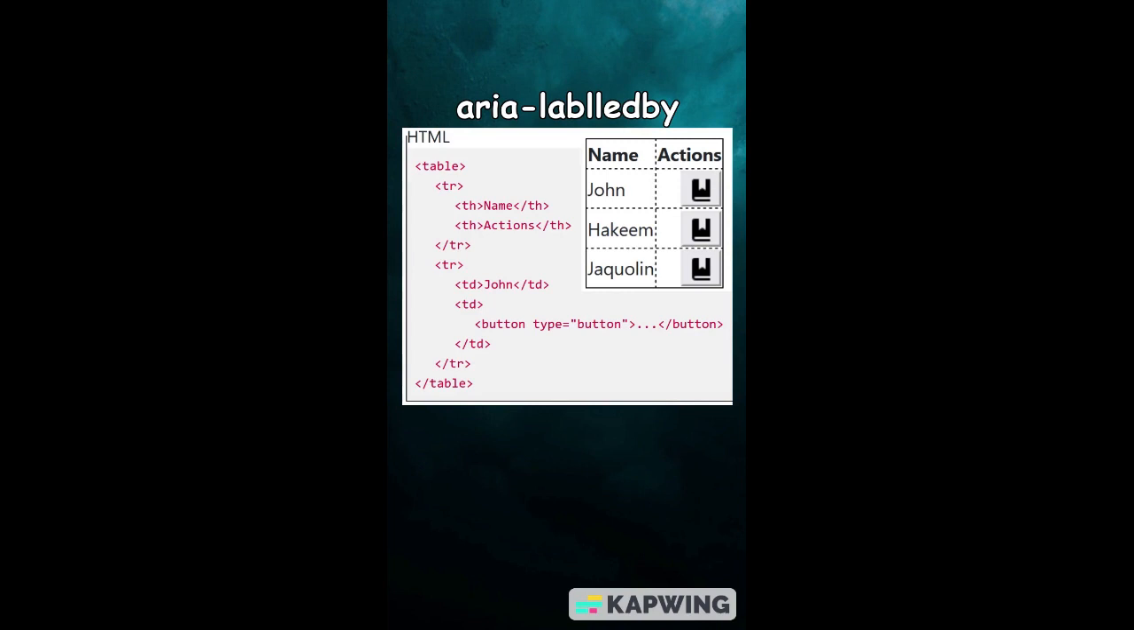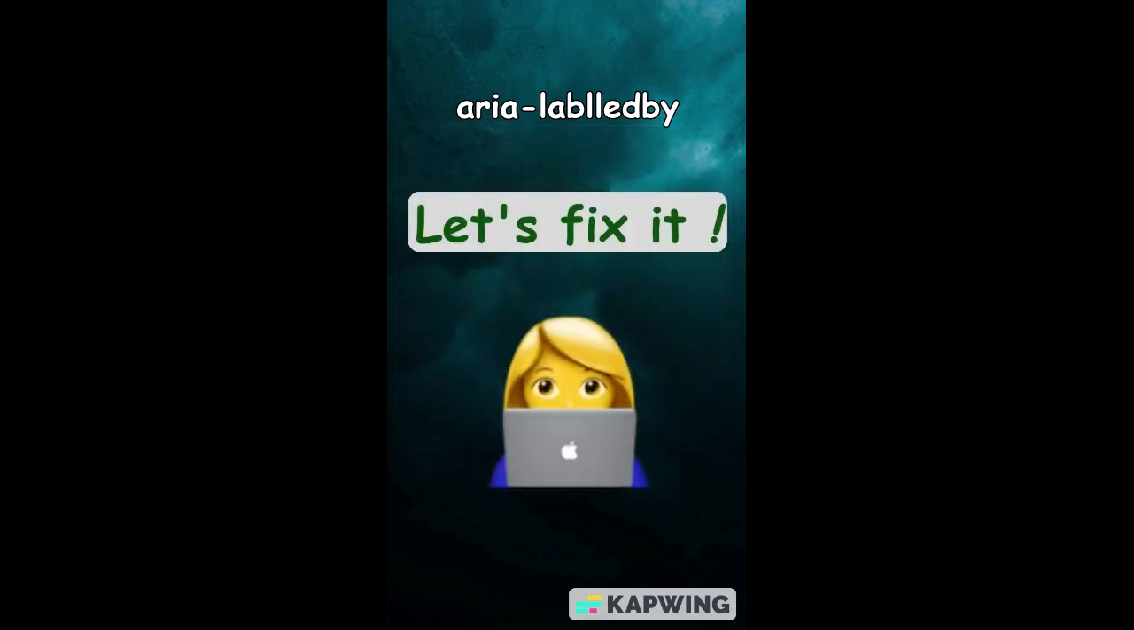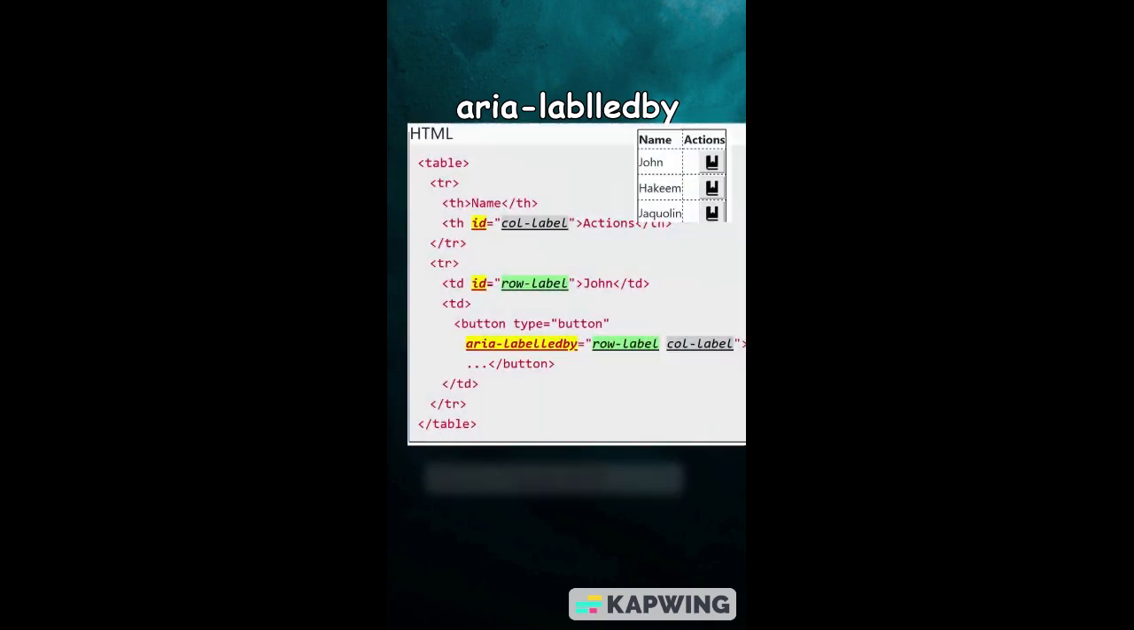Let's do something more complex today. You've got a table with buttons. Visibly, this makes a lot of sense, but screen readers have no idea what part of the table to tell users they're looking at. You've got a couple of options here. For today's demo, we're going to take a look at aria-labelledby.